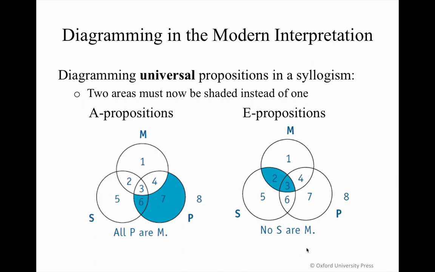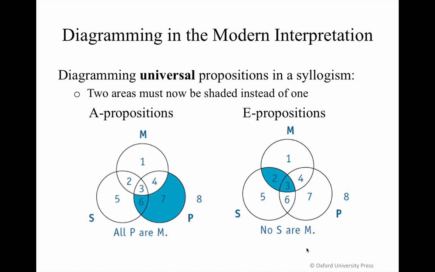So if you get those dealt with first, you won't need to go back into them later if you inadvertently diagrammed an X where in fact there can't be any X. So diagram your universals first. Lastly, you will always only diagram one premise at a time.